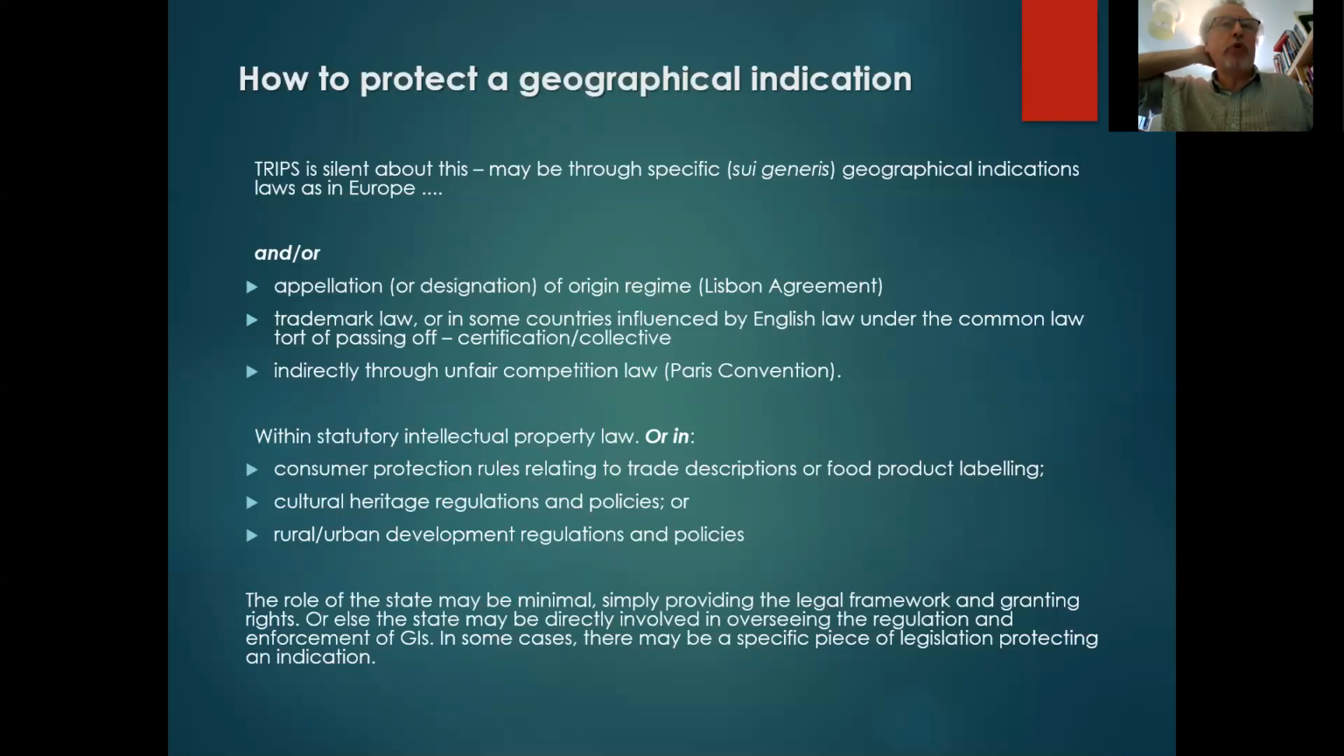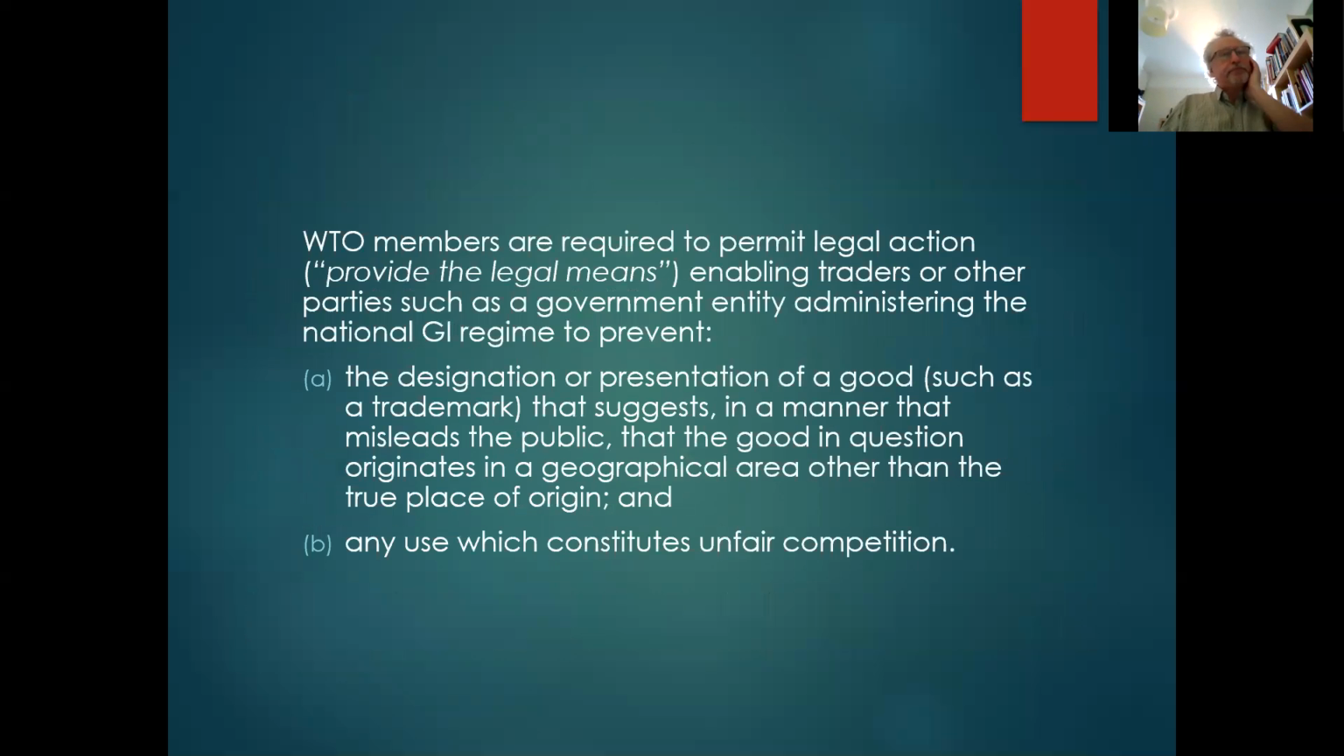So here are a few ways you can do it. The United States says it can all be done by trademarks. You know, if you can't protect it by trademark, then you shouldn't be allowed to protect it. And obviously the Europeans have a very different position about this. I should add here that trademarks and geographic indications are quite closely related to unfair competition. Unfair competition is actually mentioned here.